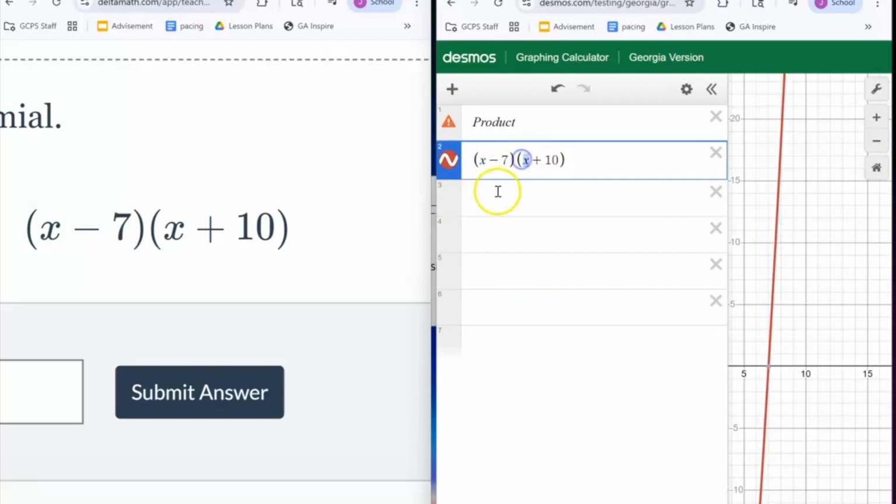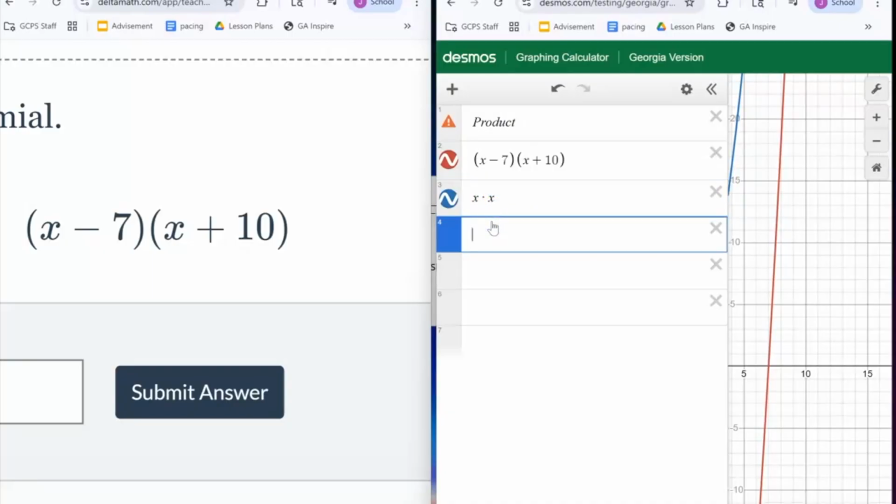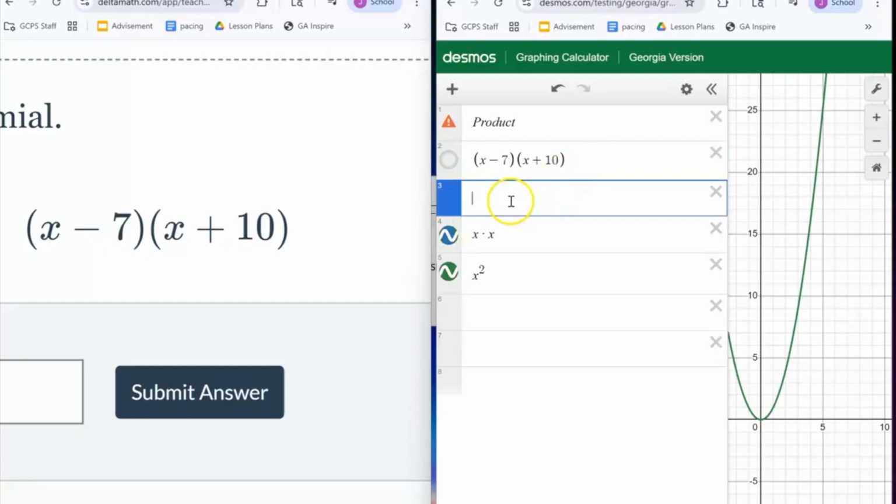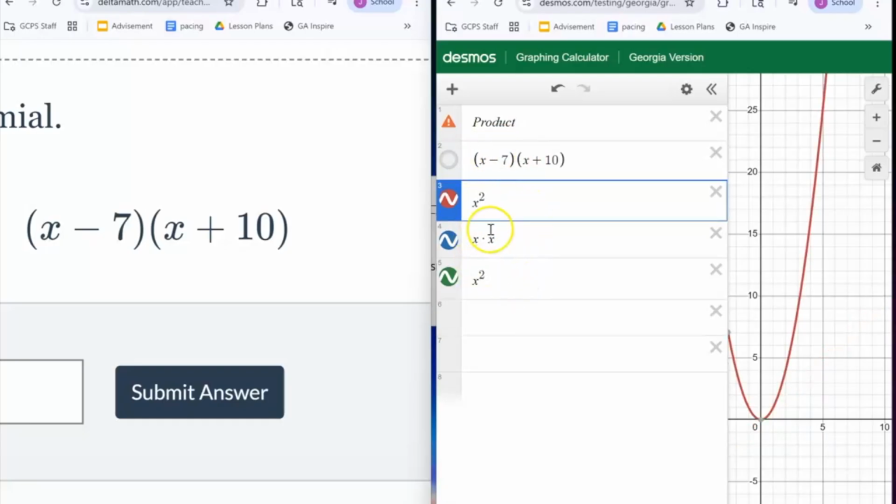x times x, that's what we're doing. x times x is equal to what? x squared. So x times x is equal to x squared. And you can see that I'm checking my work as I go. x times x is equal to x squared. They match. So I can replace x times x with x squared. All right, so that's my first multiplication.